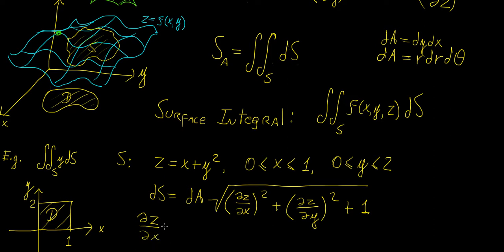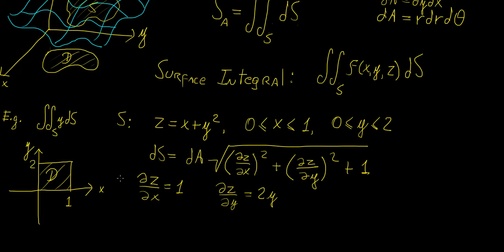So let's differentiate z with respect to x first, that becomes 1. Then we differentiate z with respect to y, and this is going to give us 2y. So now we go down here and we can write the element of integration dS in the following form. We can have dA times the square root of the following: 1 plus 1, that's 2, and now we have 2y squared, so this is going to become 4y squared. We couldn't really take the 2 out, so let's just leave it at that.